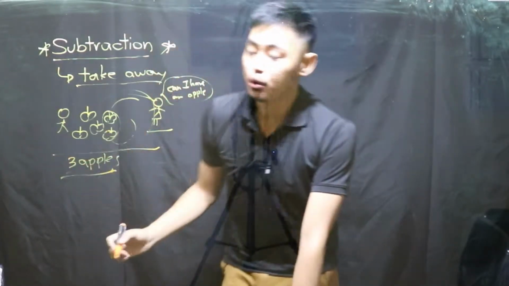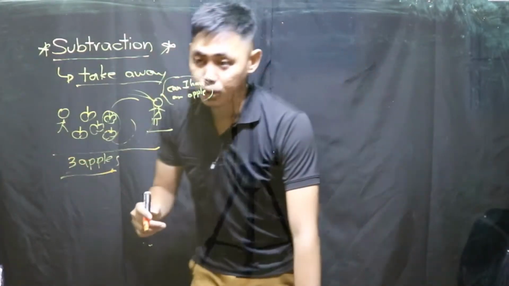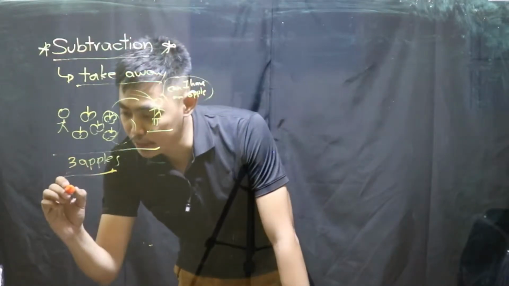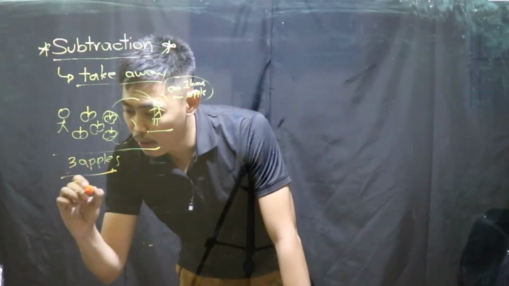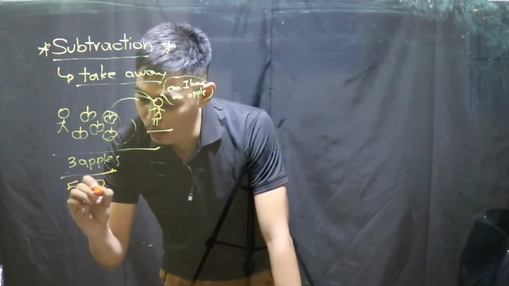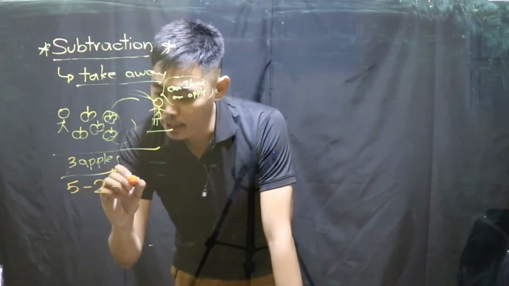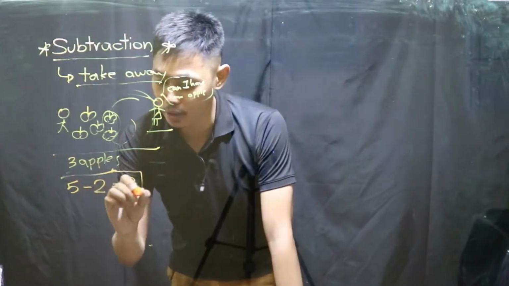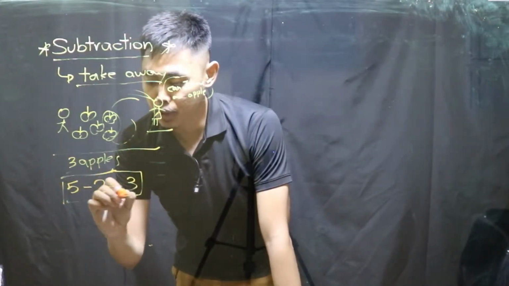And then this lady eats all the 2 apples, and you are left with only 3 apples. So the lady took away 2 apples. So in math, we can say that this is 5 minus how many apples did she eat? 2, and you are left with 3. So this is the concept of subtraction.